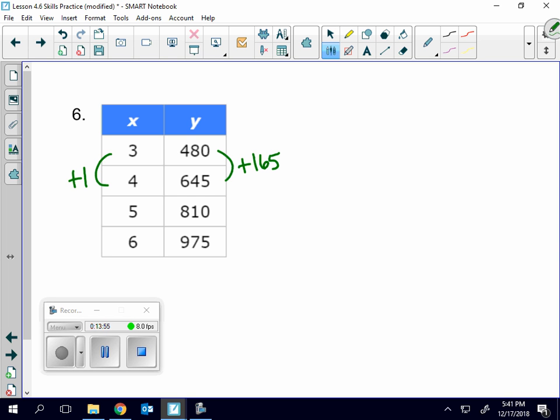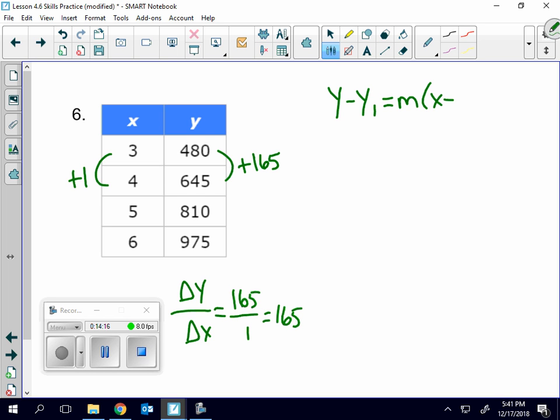These tables are all nice. The x always is 1, so far anyways. So the slope is the rise over the run, the 165 over 1, which is just 165. Okay. Now we're going to write down y minus y1 equals m times x minus x1.